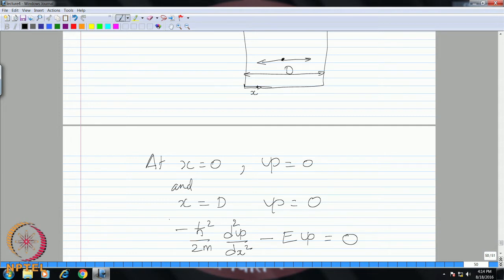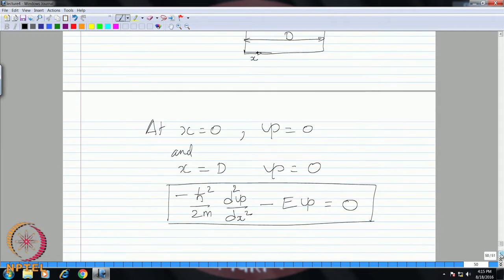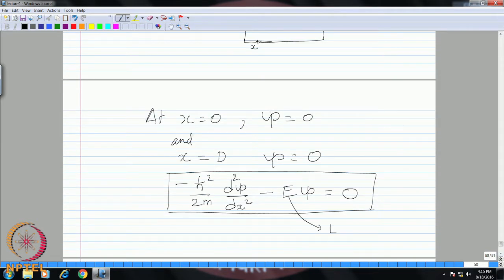So, this becomes your eigenfunction problem. The eigenvalue for this is your energy, okay. Once you apply the boundary conditions, you will be able to find an expression for the eigenvalue, which is the energy, which is also the expected value of the Hamiltonian, right.